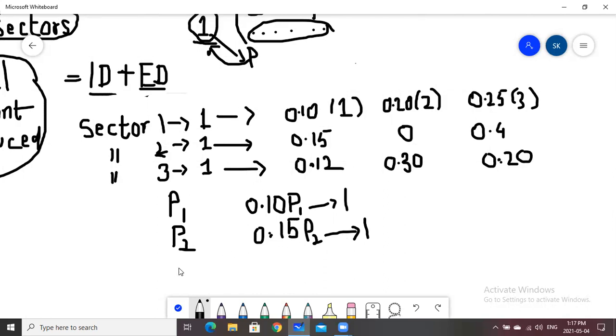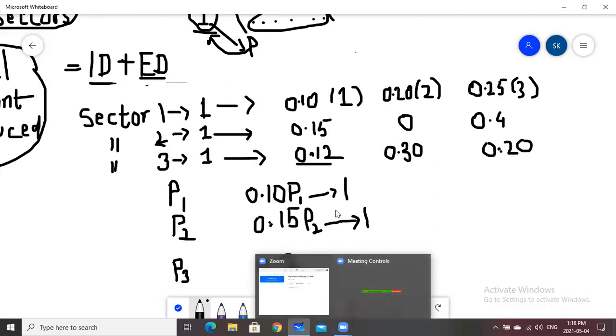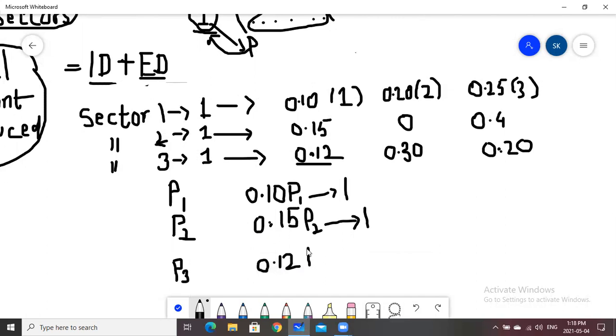Then in order to produce P3 units of product 3, you should be careful over here with your wording. If in order to produce P3 units of product 3, it requires 0.12 P3 units of product 1 again. Clear?